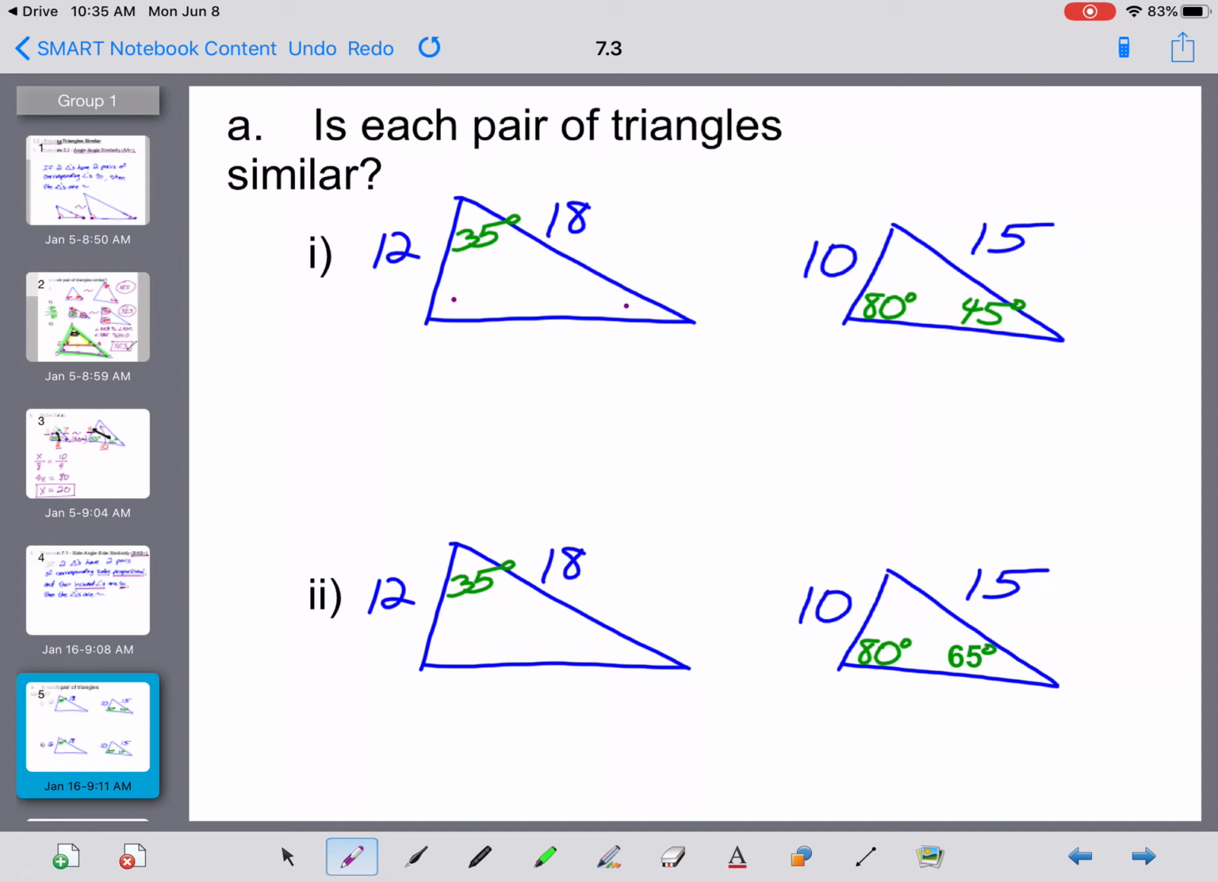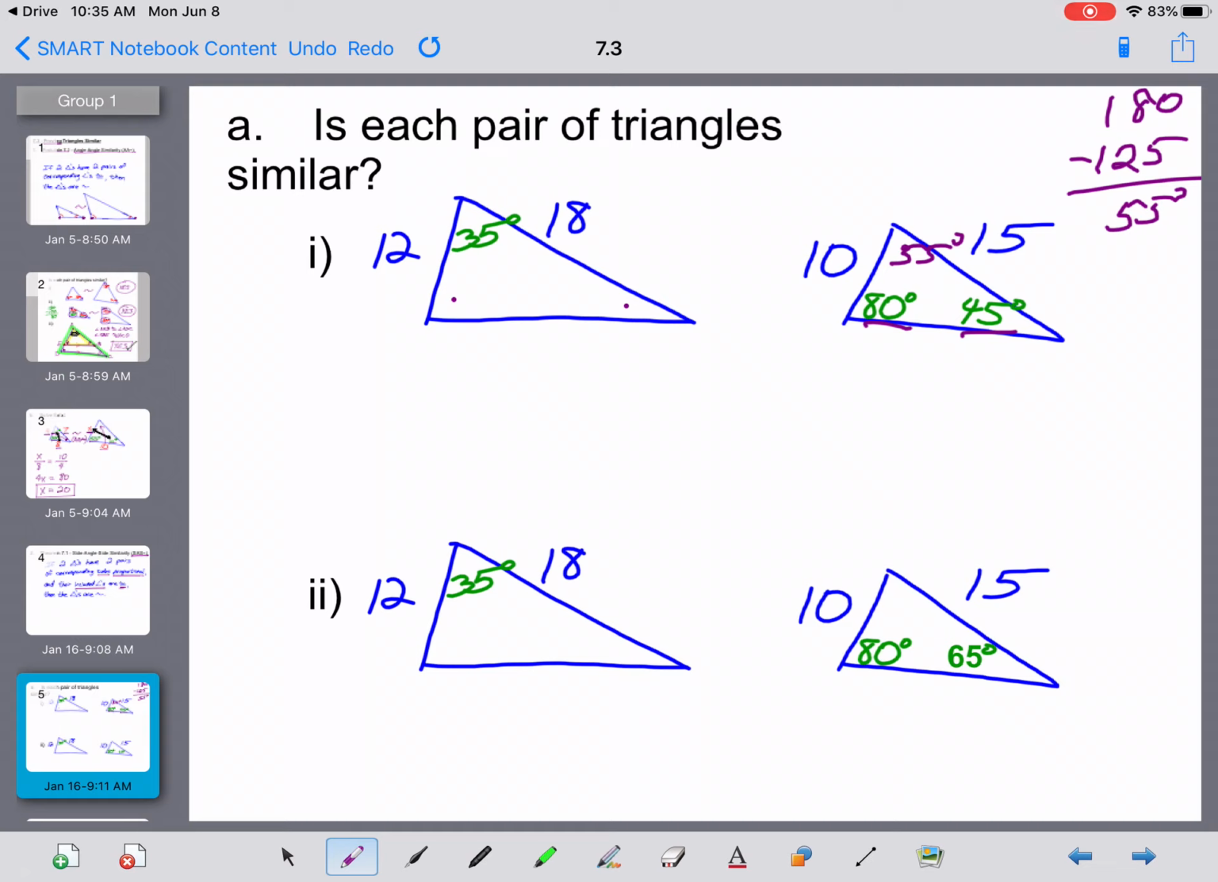We're going to have to try side angle side. The first thing we're going to do is figure out the measure of this third angle right here because two angles were given to us. 80 plus 45 makes a total of 125 degrees. If we subtract that from 180, that is going to get us 55 degrees for the measure of the third angle right here. So that's going to be 55, and we got it.